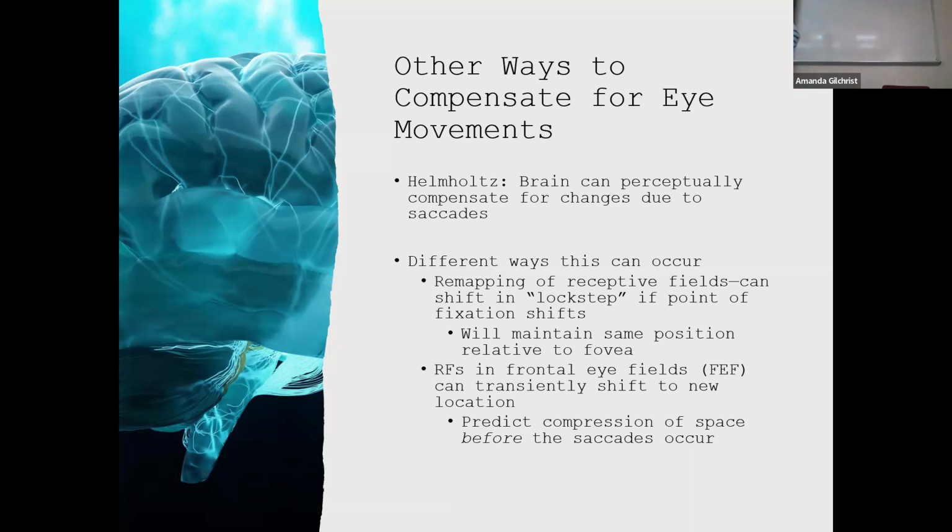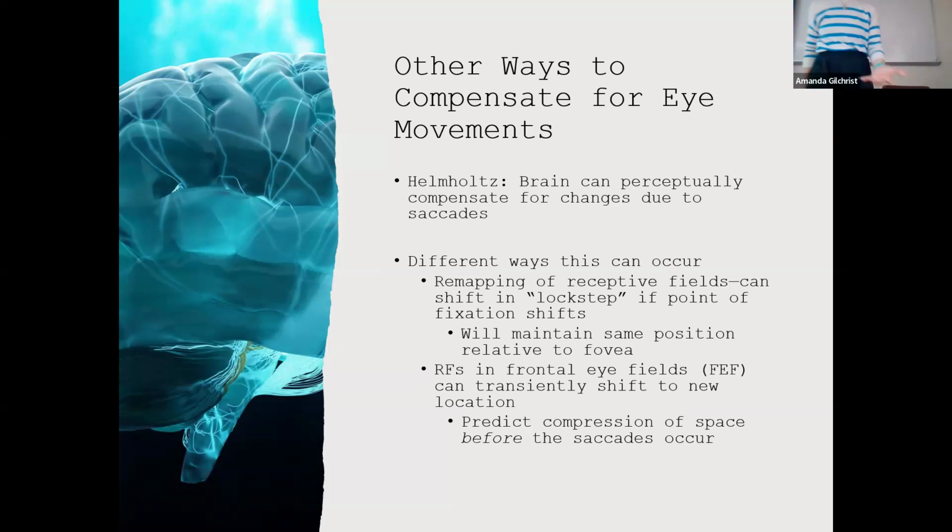Researchers have theorized different ways that this can happen. One of the ways is that your receptive fields can remap in lockstep if your point of fixation shifts. What we mean by staying in lockstep is that if I have a receptive field right here when I focus here, and I move my eyes over here, that receptive field is going to shift relative to the point of fixation, but it's ultimately going to stay the same relative to the fovea.